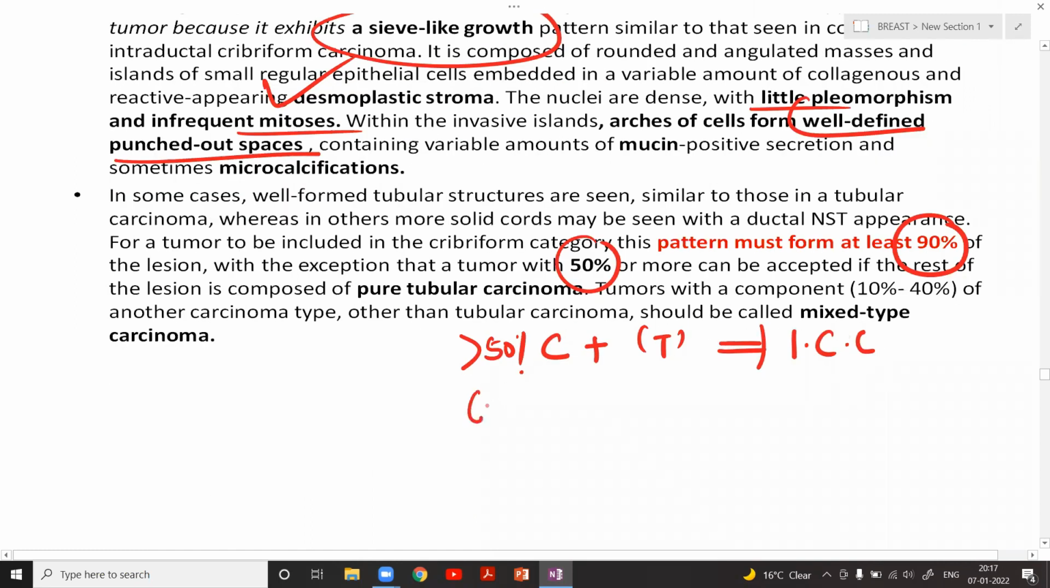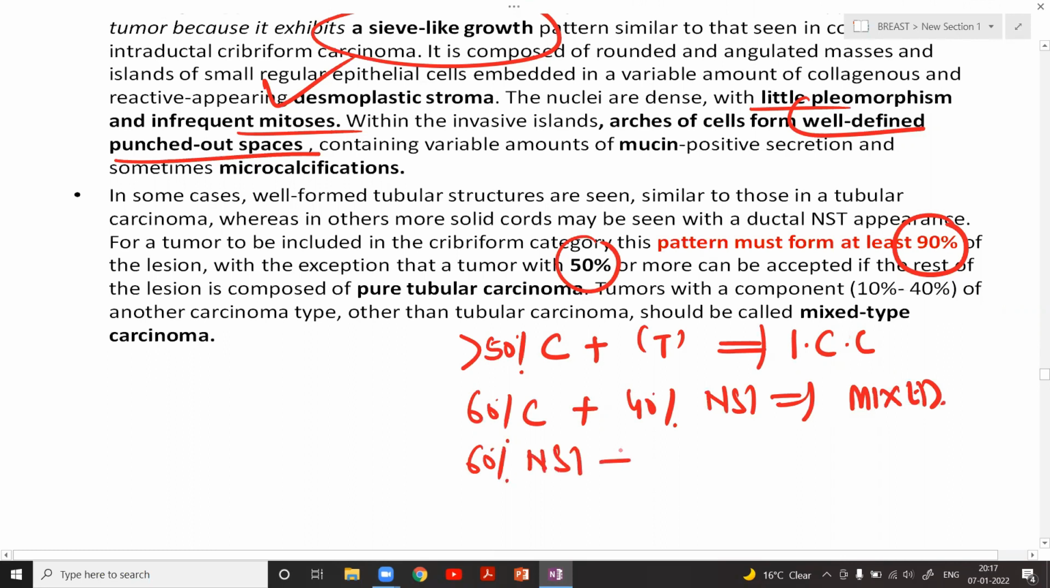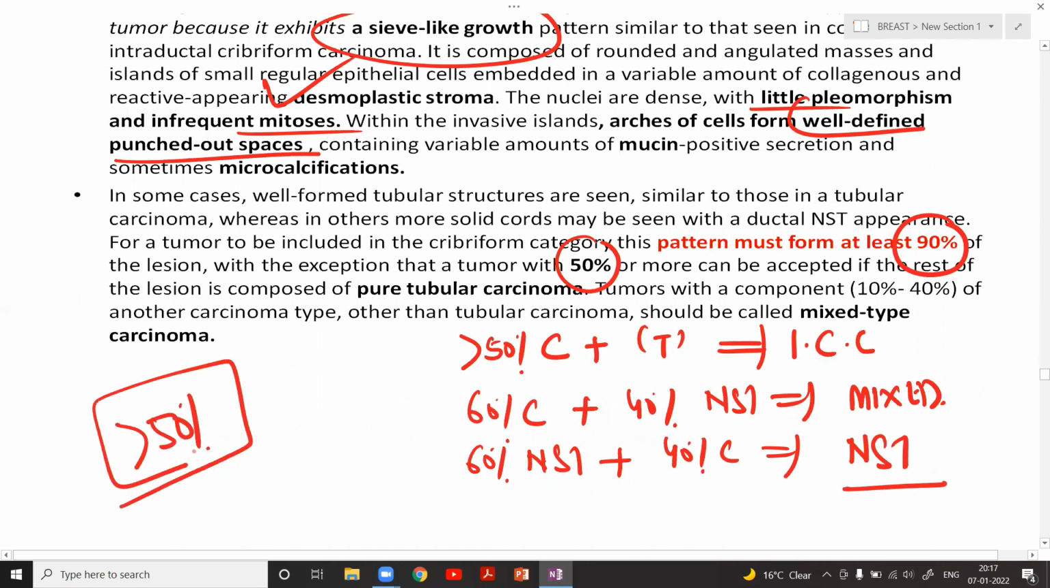If, for example, 60% is cribriform and the remaining 40% is the NST variety, what will be the type? Yes, what do we label it as? This will be mixed. If, for example, 60% is no special type plus 40% is the cribriform variety, then what do we label it as? Very good, NST. So if the proportion of NST grows more than 50%, we call it NST only. Any doubts? Okay.